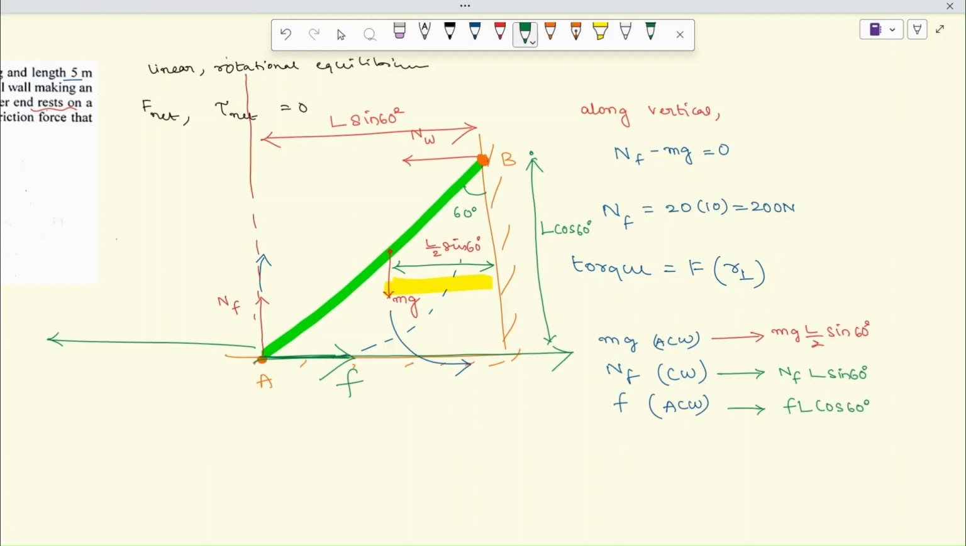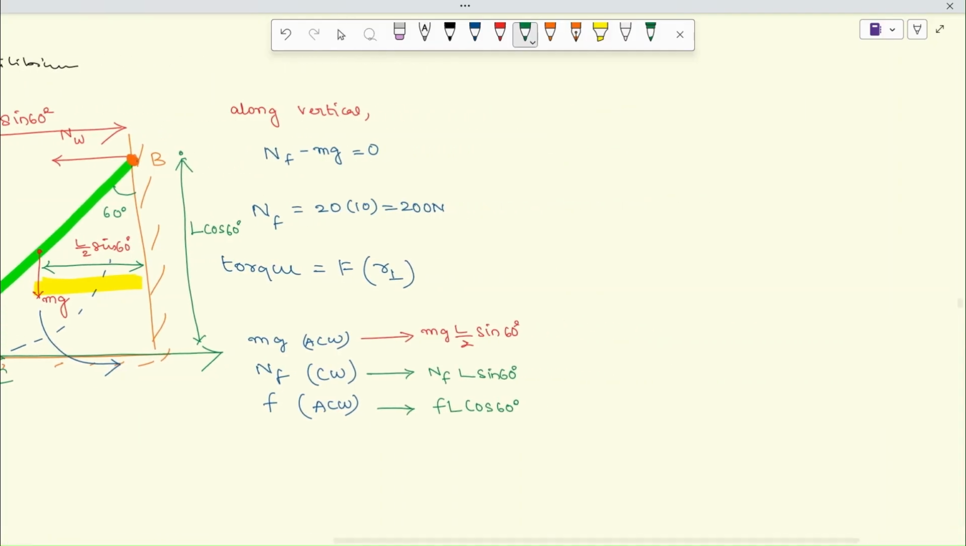Now let's write the equation for the net torque, which is 0. Now mg and F both are anti-clockwise. So mg into L by 2 sine 60 plus F into L cos 60 should be equal to NF clockwise torque. That is NF we found out 200. So 200 L sine 60. Okay, now sine 60 is root 3 by 2, cos 60 is 1 by 2. Let's put the values. So mg is already we found out. Mass is 20 kg, g is 10. So 200 into, in all these things, first of all cancel that L.